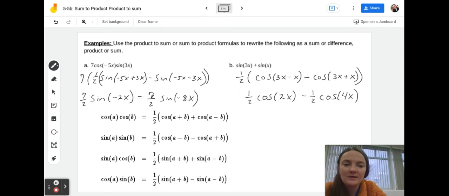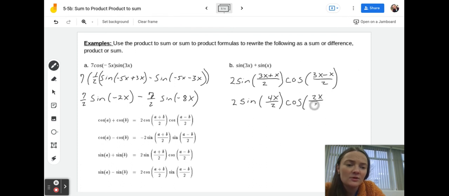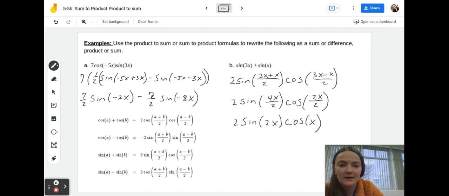Oh, you know what? Give me one second. Okay, there we go. So this is what you should have. Sorry, I used the wrong formula here. We should use the sine of a plus the sine of b. So that's going to be 2 sine of a plus b over 2 times cosine of a minus b over 2. So what we're going to get is 2 sine of 4x over 2 cosine of 2x over 2, which would simplify to 2 sine of 2x cosine of x. And that is that one.